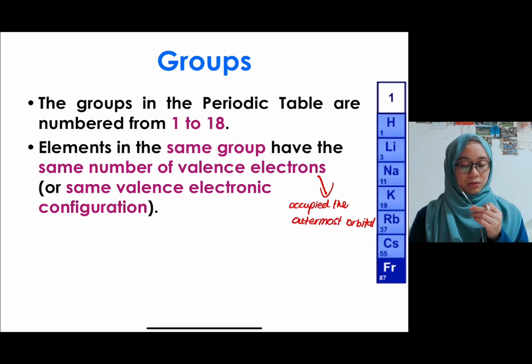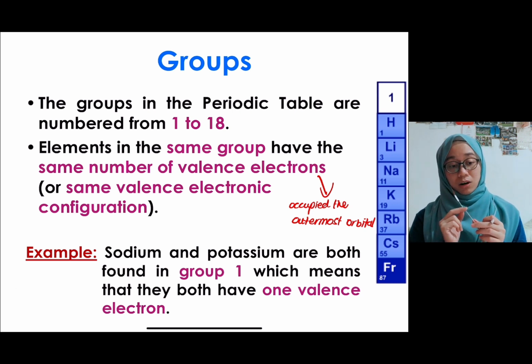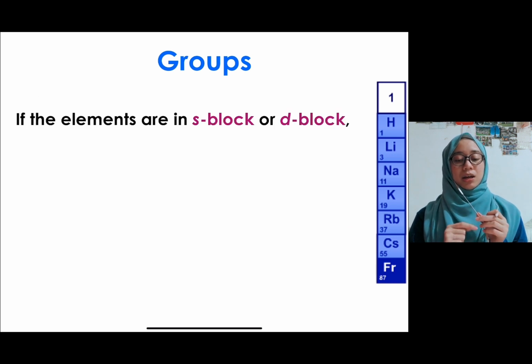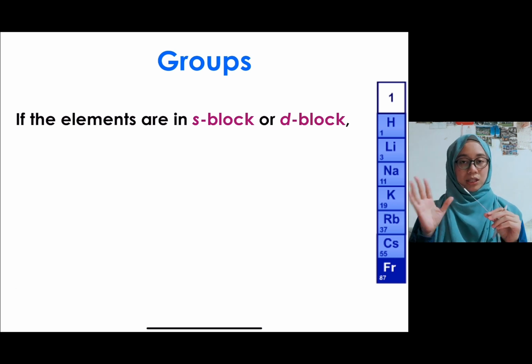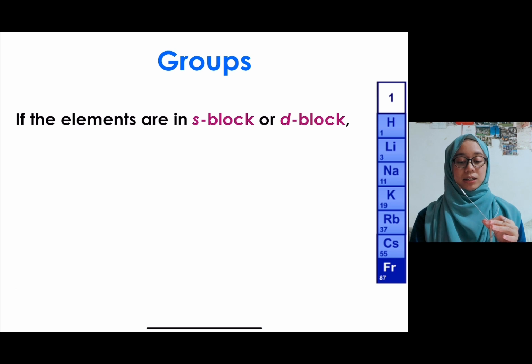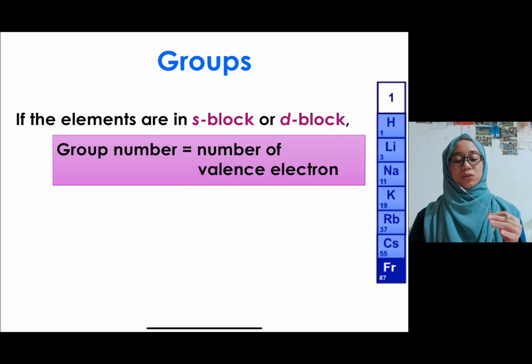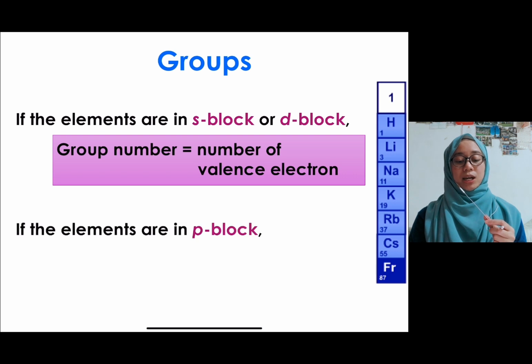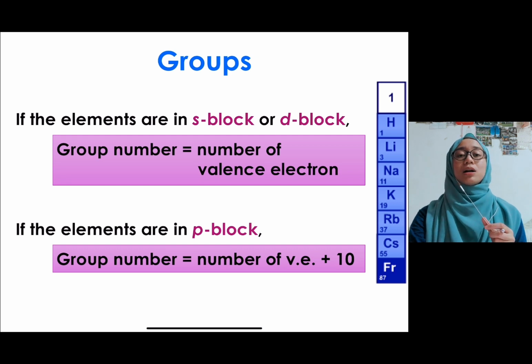Okay, so for example, sodium and potassium are both found in group 1, which means that they both have one valence electron. So basically if the elements are in the S block or D block, I know you still don't know what S block or D block is, it's okay, don't worry too much. Basically if the elements are in the S block or D block, the group number is equal to the number of valence electrons. Okay, so if the elements are in the P block, the group number is equal to the number of valence electrons plus 10.